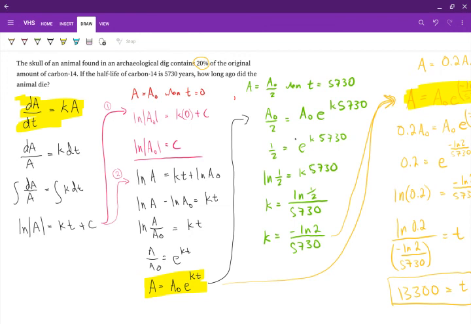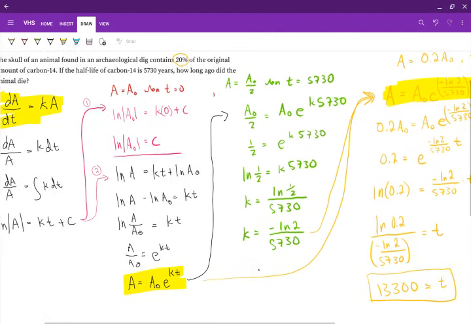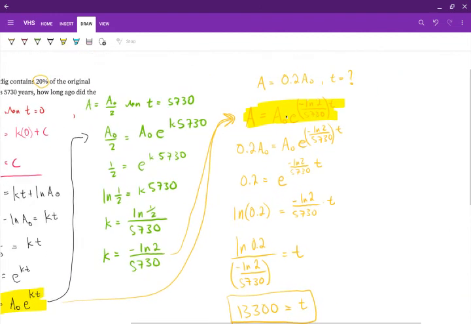Doing this algebra, cancel the A0s, move from here to here is the definition of logarithms. From here to here, just dividing by 5,730. And from here to here is the power rule for logs, because it's traditional to write natural log of 1/2 as a negative log of 2. All right, now that I know my k, I've discovered my particular solution, which is this.